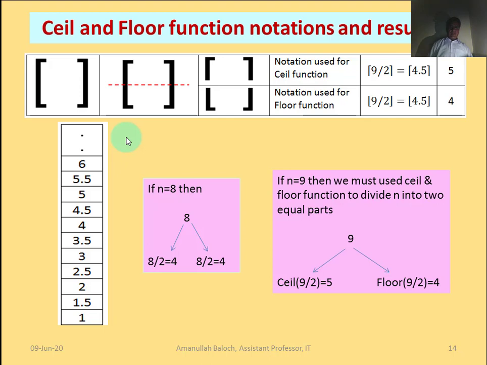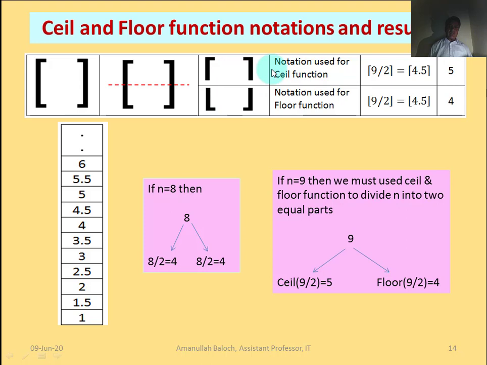You may see here, this is a square bracket. When we divide this square bracket from the middle, it is divided into two halves, the upper portion and the lower portion. This upper portion is the notation used for the ceil function, while this lower part of the square bracket is used for the floor function. Here in merge sort, we will use these two notations. How do these two notations work and how do the ceil and floor functions work?